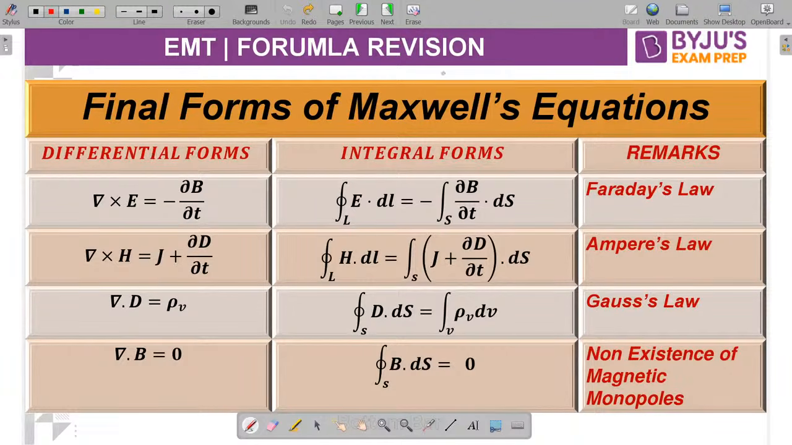Del cross E is minus del B by del T due to Faraday's law. Del cross H is J plus JD, and this is the JD term, the displacement current density. Del dot D is equal to rho V, same Gauss law. Del dot B is equal to 0 because of the absence of magnetic monopoles, and their integral forms are also mentioned in front of you.